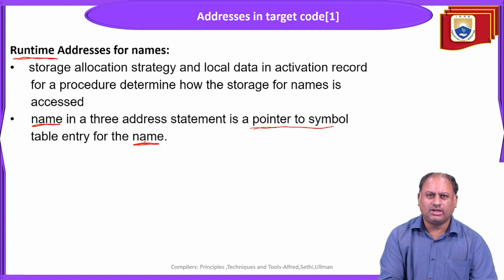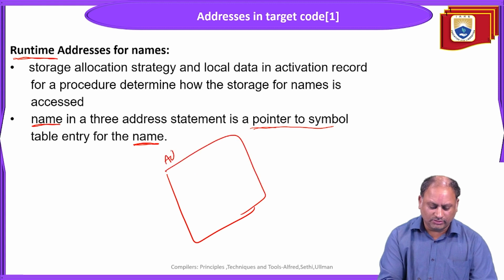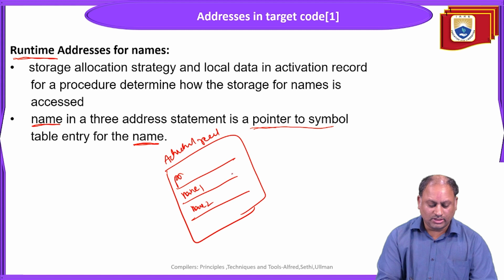While making this entry, the names inside that record come with a list of values. Then the 3 address statement, what is the name that is available in it? It is a pointer to the symbol table entry for the name. That means here we are going to write an activation record with some list, where the procedure is available with the names: name 1, name 2, like this, and these names have entries with the symbol table information.